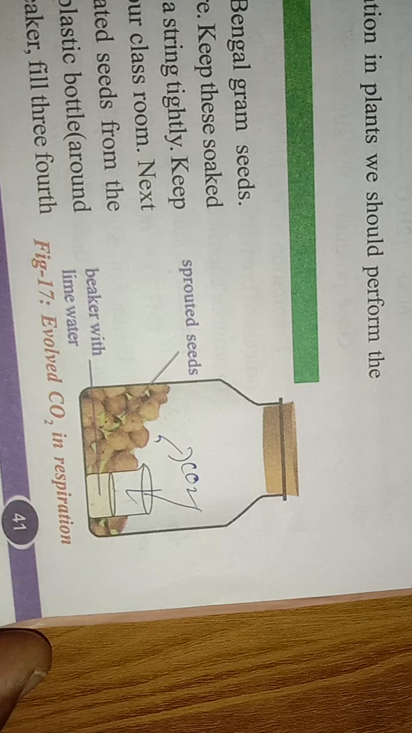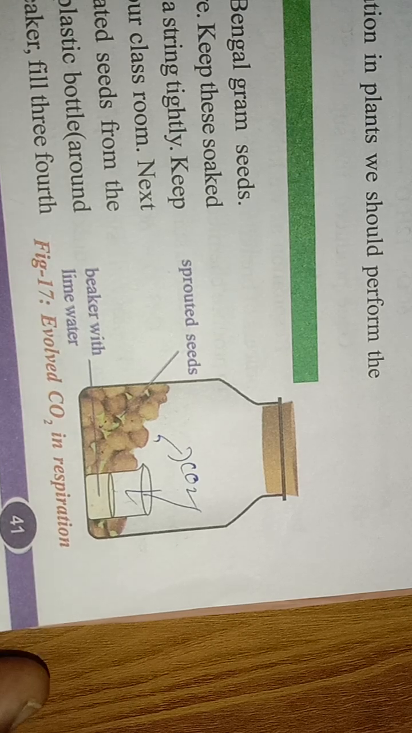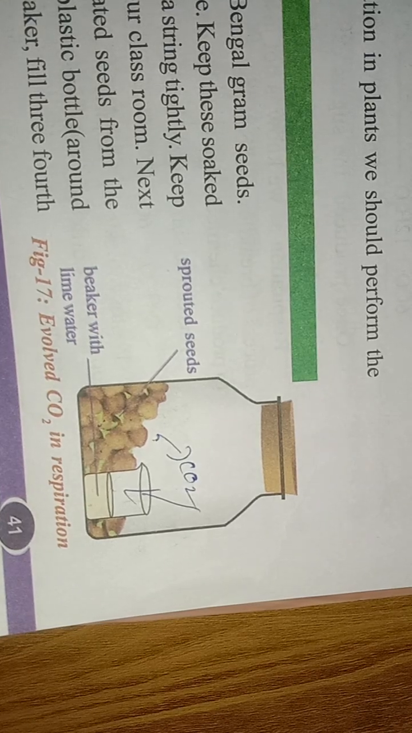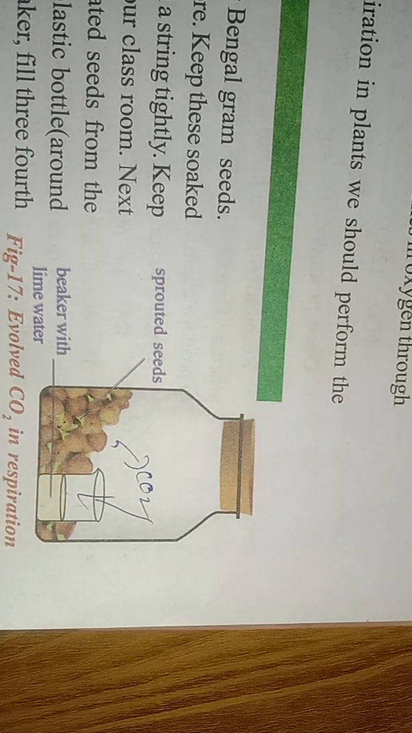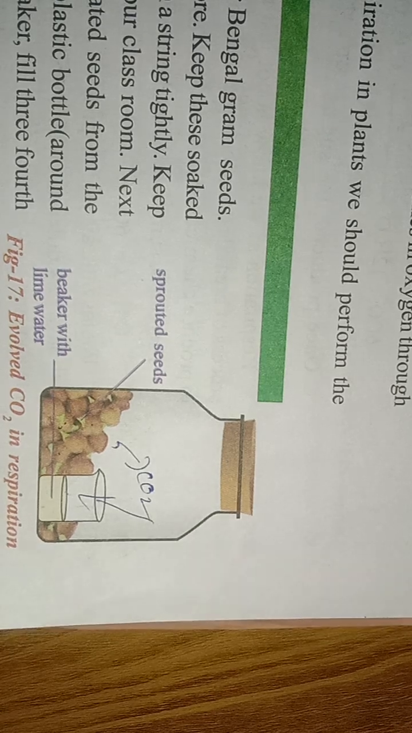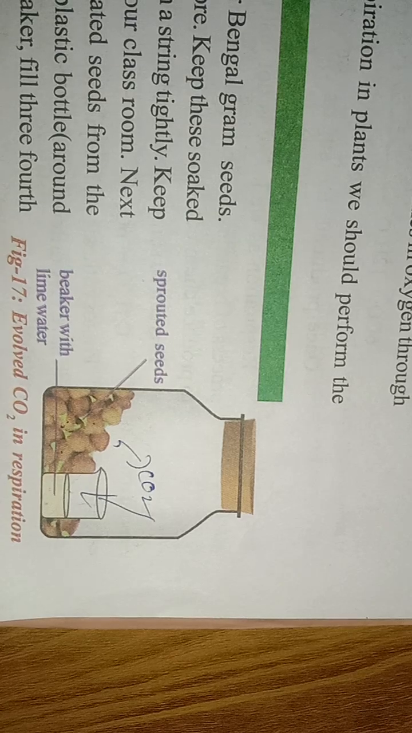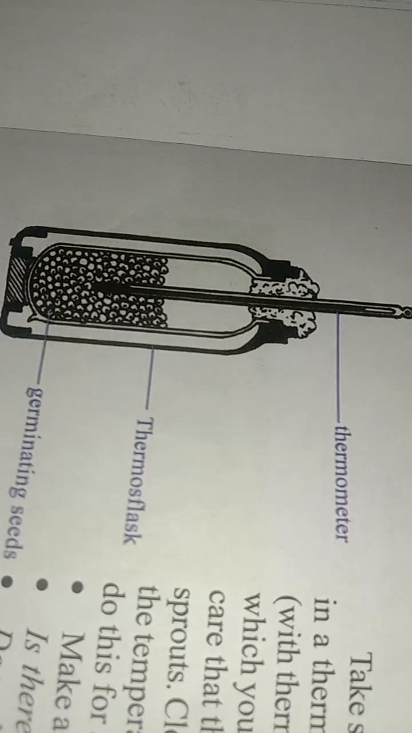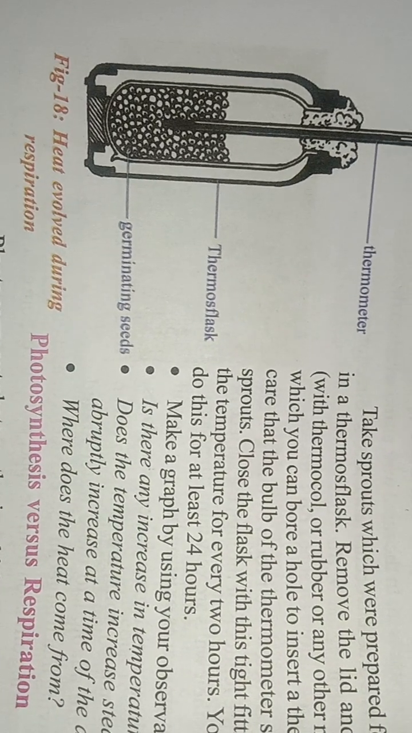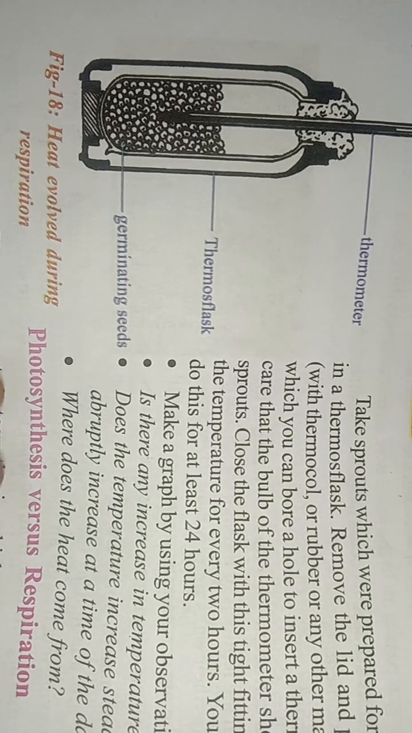From where are we getting that carbon dioxide? These sprouts release carbon dioxide during their respiration, right? Plants also take oxygen, a very little amount, for their growth, and they release energy. Okay, next we have one more simple lab activity: heat is evolved during respiration.